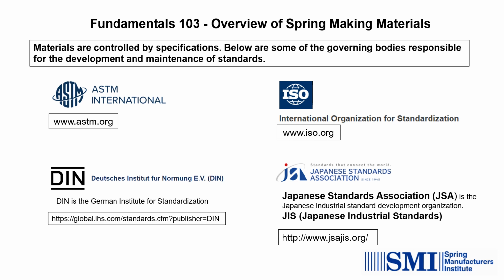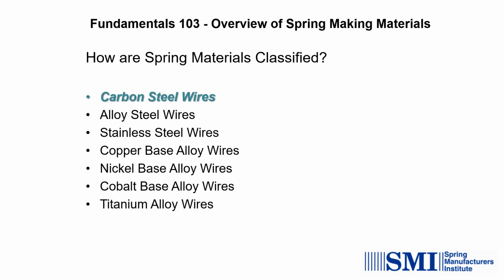Tables of cross-reference similar materials are included in the Encyclopedia of Spring Design, Volume Fundamentals of Spring Design. We will begin our discussion with carbon steel wires.